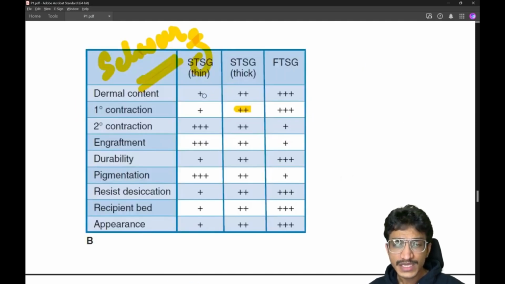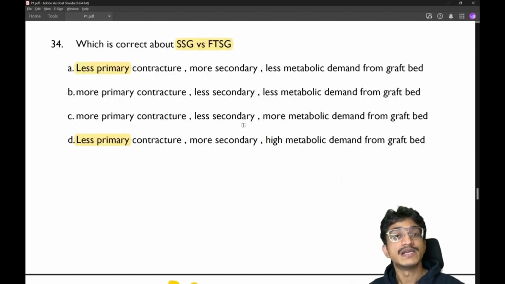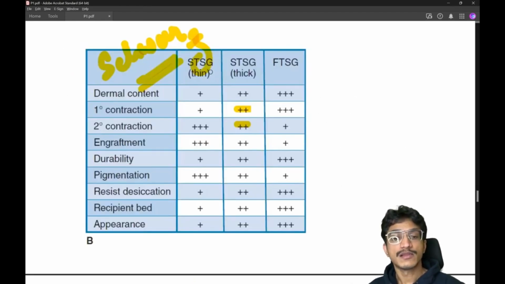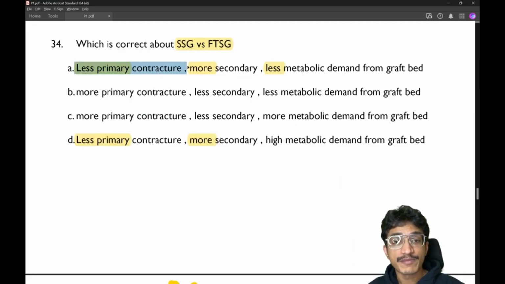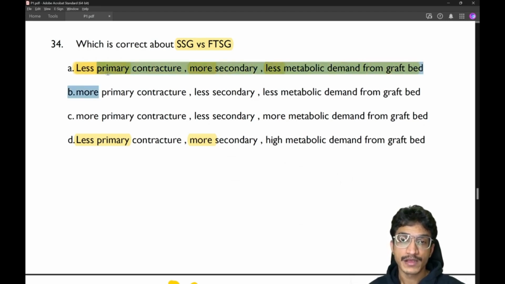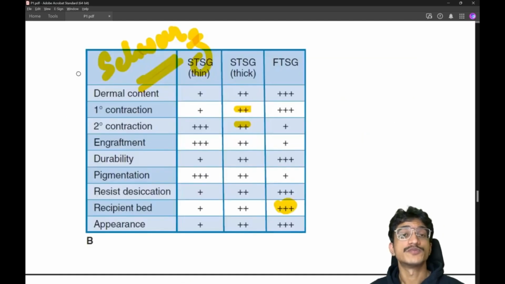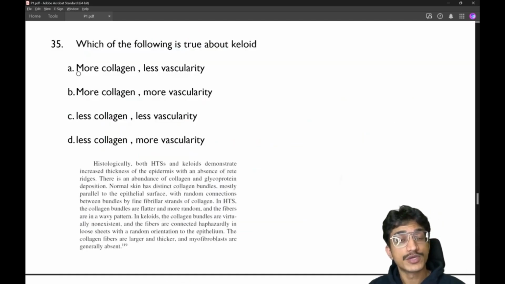Okay, then you have secondary. The secondary is obviously more in the split thickness, and the metabolic demand from the recipient bed is required more in the full thickness and less in the split thickness. So the answer should be less primary contracture, more secondary contracture, and less metabolic demand from the graft bed. So they have concentrated a lot on shorts this time. That is what I felt when I was going through the recall.